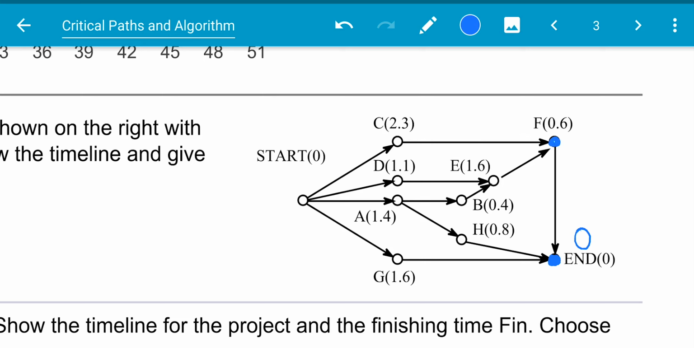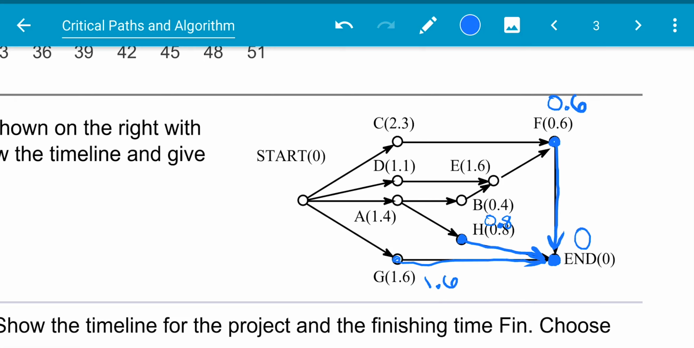From F to get to the end, we do 0.6 plus 0, so that's going to be 0.6. This one is going to be 0.8 to go from here to here. And then from here to the end is going to be 1.6. These are the easy ones.